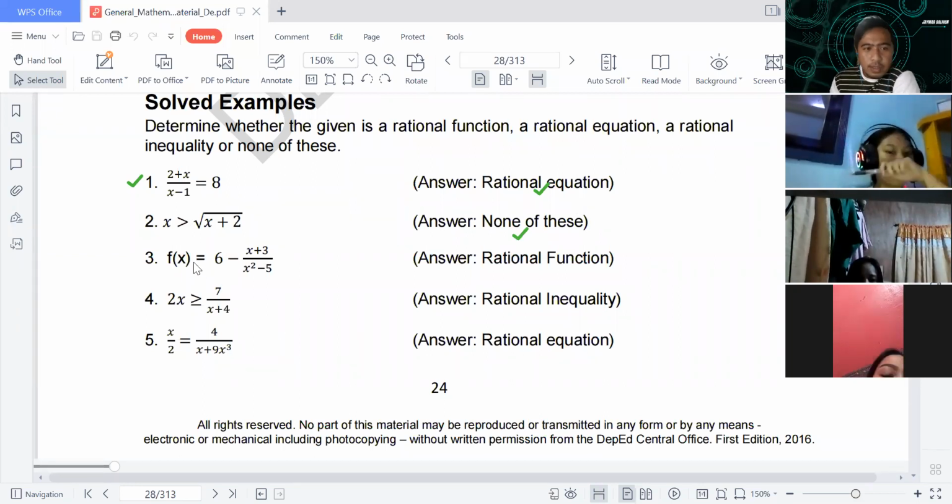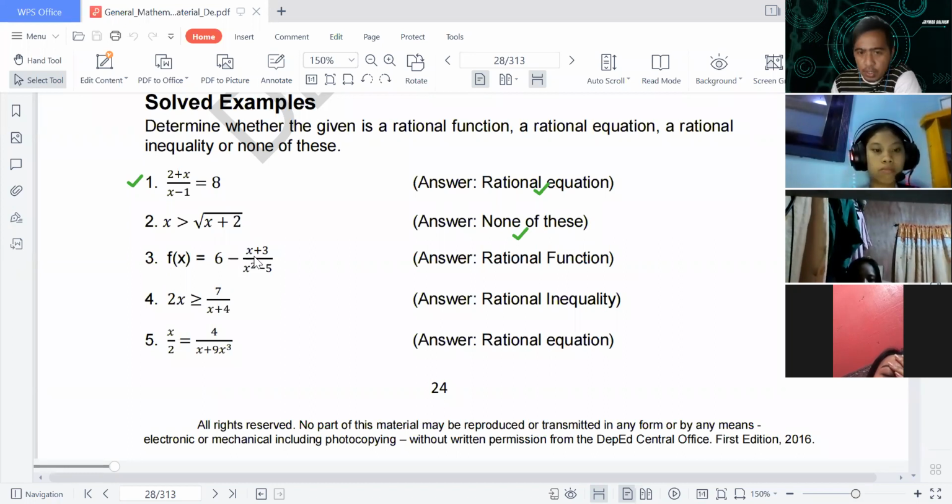While this one, in number 3, involves two variables, the f of x and the x. And this portion is a rational expression. So by that, it is called a rational function. This one involves inequality and it involves a rational expression. So it is called a rational inequality. And how about this? Both sides are rational expressions and it involves equality. So it is called a rational equation.